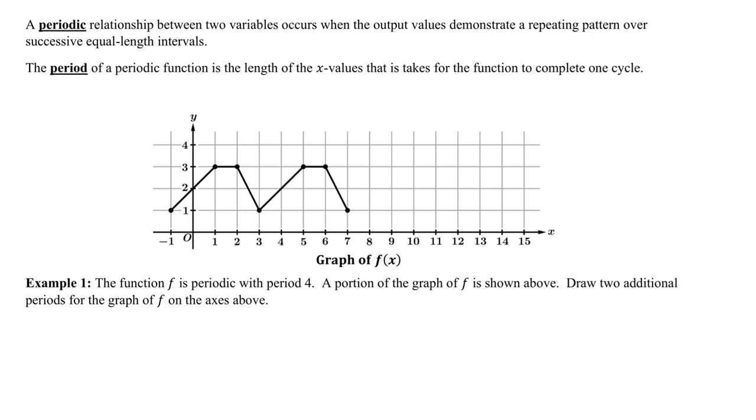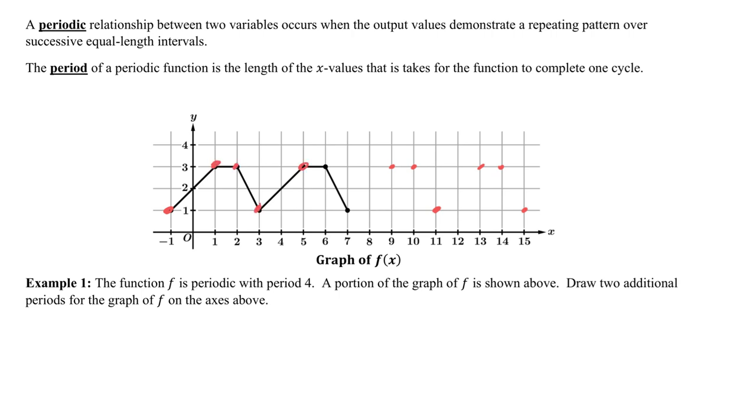So they want us to draw 2 additional periods. So I know that I need to end here at 11 and then here at 15. And I could just do that with each of these. I know that I have to have one up top here at 9 and again at 10. And then I move over 4 from there. So I'm at 13 and 14. All I did was move these points over here.